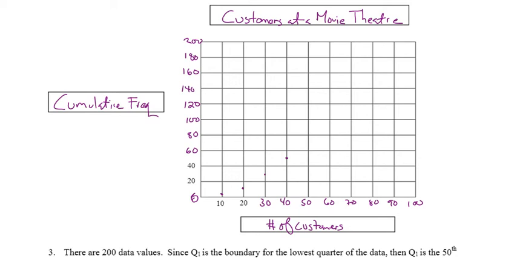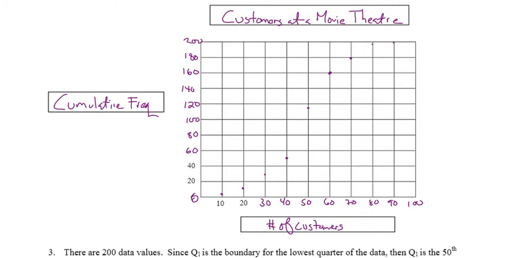50, 114. Right, you just estimate it as best you can. 60, 160. Oh, we actually get a point. 70 goes with 180. 80 goes with 198. And 90 is 200.